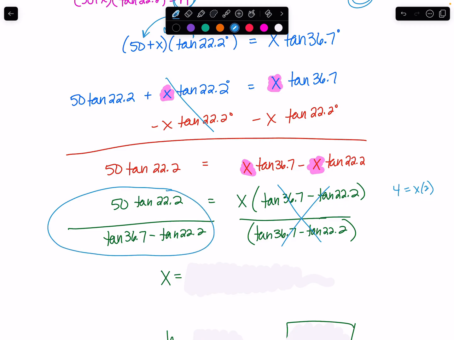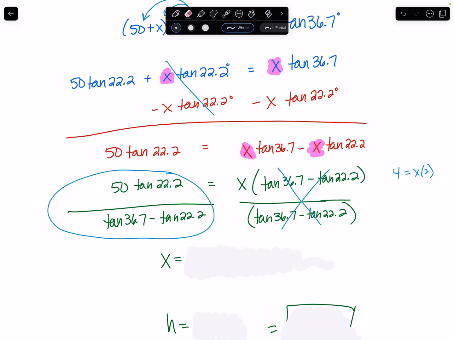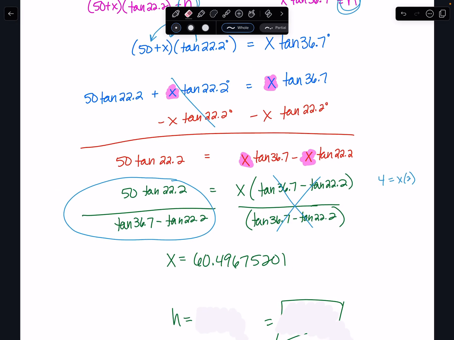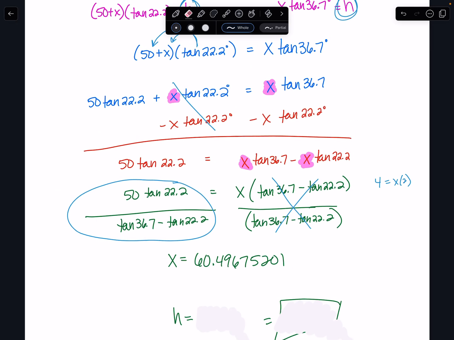So pause the video for a second, put that in your calculator, make sure that you're in degree mode, and let's figure out what x equals. I ended up getting x equals 60.4967520, and it keeps going and going and going.